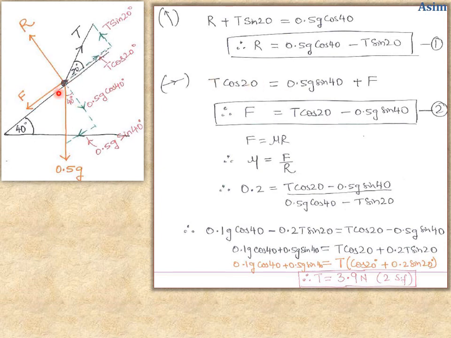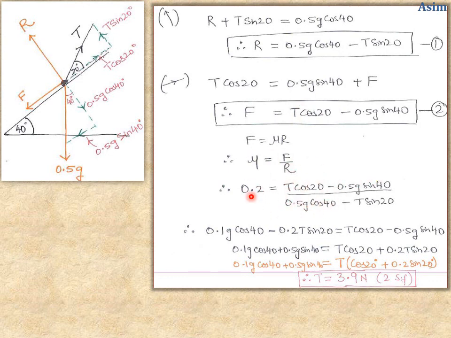Now resolving rightward forces, the horizontal forces. There is T cos 20, and the horizontal force F and 0.5g sine 40 are in the opposite direction. So this plus this will balance this. That's why T cos 20 is 0.5g sine 40 plus F. Again, I'm making F the subject, as I said, this is just a different approach of solving simultaneous equations. I'm making R the subject, F the subject, and using the formula F equals mu R. If you make mu the subject, mu is F by R. You know mu is 0.2, and we know F is all of this, with R down.